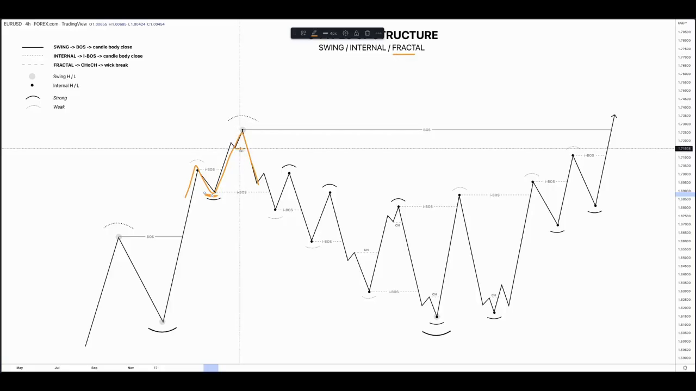So a CHOC, which is the fractal break of structure, just signals an internal pullback. It's only when we get the internal BOS, the IBOS, where the internal, that medium-sized structure, shifts bearish, that's when we have true confirmation that the swing structure is pulling back. Appreciate, again, this is a lot to think about, but essentially we have three types of structure: the big swing structure, your medium internal structure, and your tiny fractal structure. A change of character is when the fractal structure shifts from bullish to bearish, or bearish to bullish. It's basically a fractal trend change.